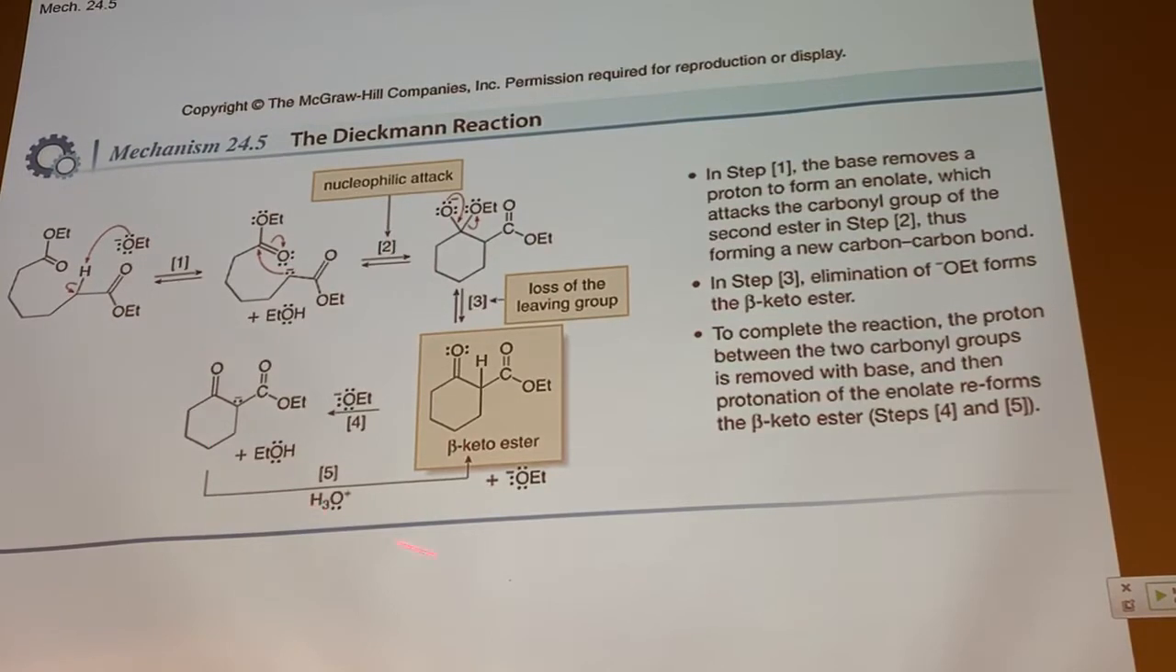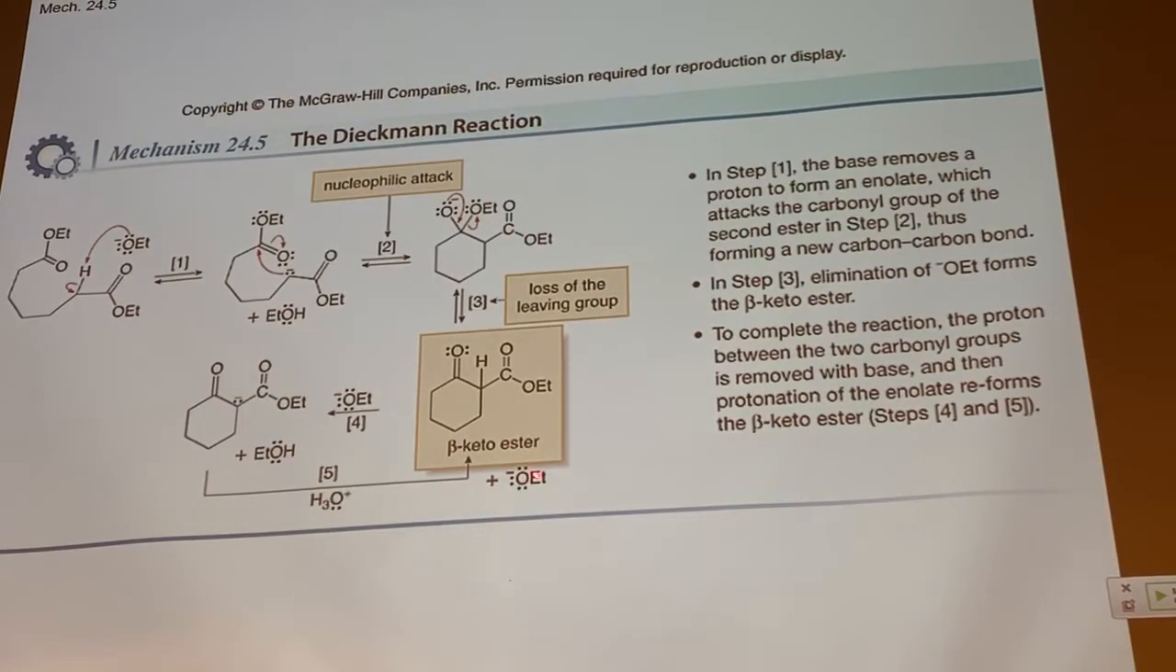So the mechanism you see here is the same as the Claisen mechanism, but you see that they've tried to save space here, and they've kind of drawn a cycle instead of drawing the beta ketoester twice, because the beta ketoester is both an intermediate in the reaction and then the final product. They've just kind of circled back to it. But by doing that, they've kind of obscured a key detail.